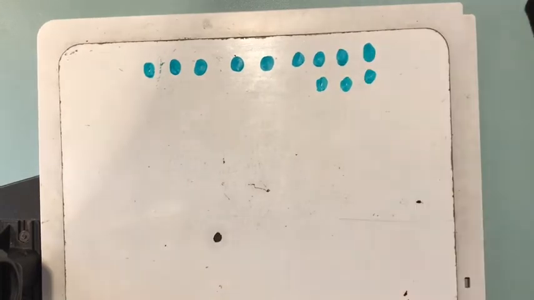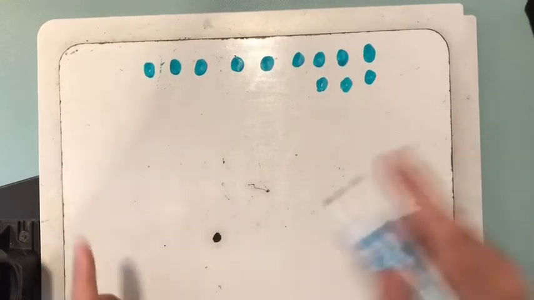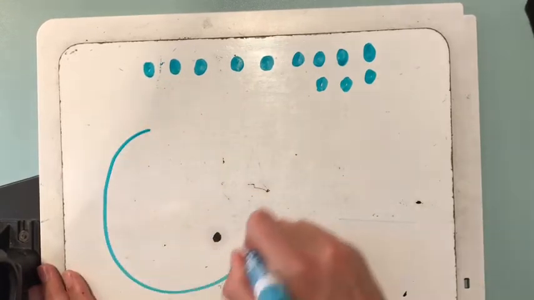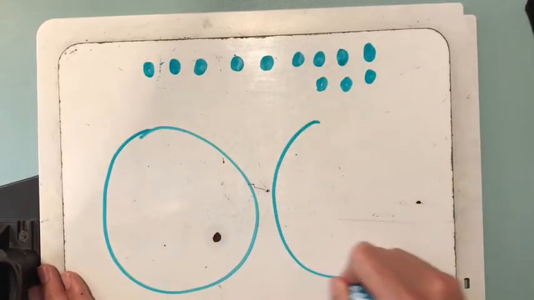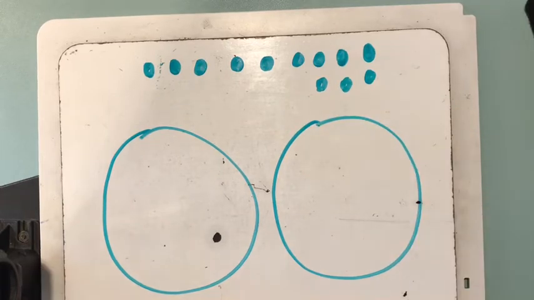Okay, I need to split these 12 dots into 2 groups. 1, 2. So pay close attention, because I'm going to have you try this on your own next. So I need to split them into 2 groups.